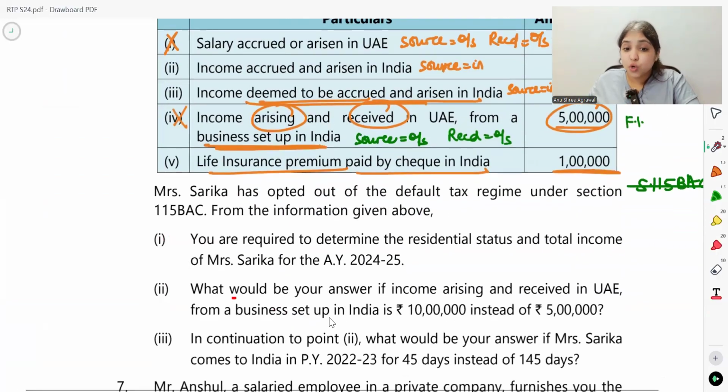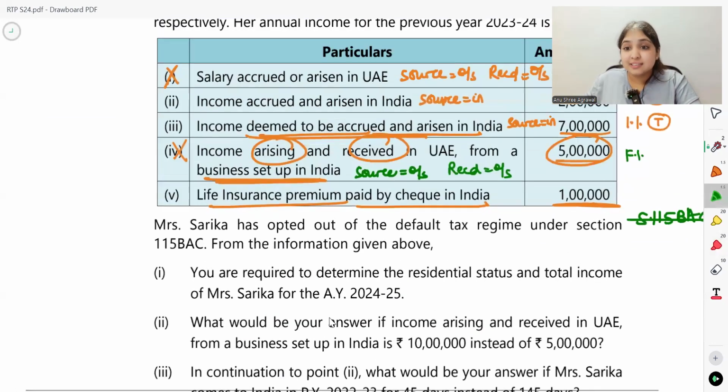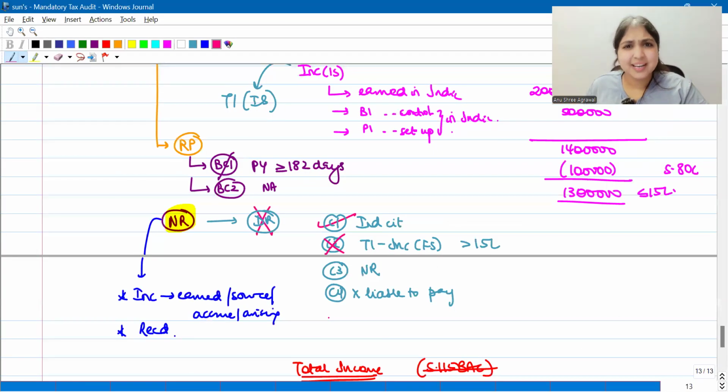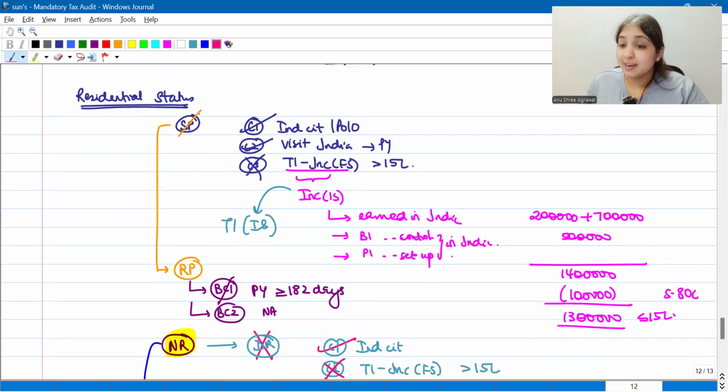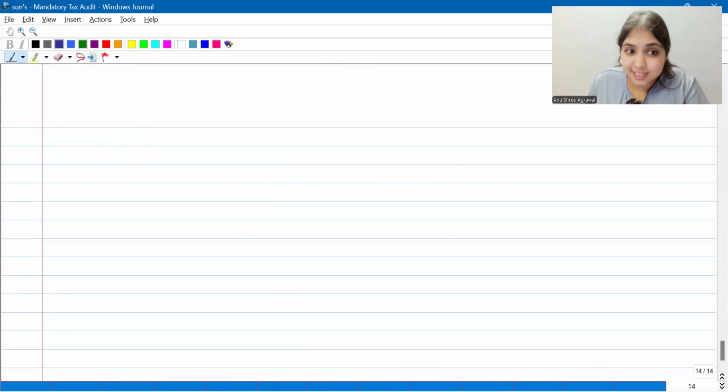Then they're asking us what would be your answer if income arising and received in UAE from business set up in India is 10 lakh instead of 5 lakhs. So here instead of 5 lakhs, what if this was 10 lakhs? Then would there be a change in the answer? Let's discuss that. Again, same thing, we have to check the residential status and we have to compute total income. Residential status, same procedure.